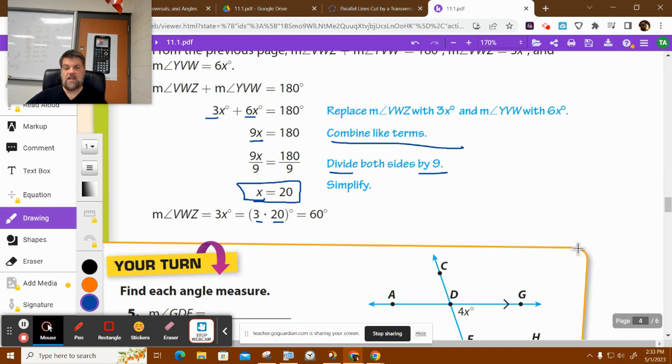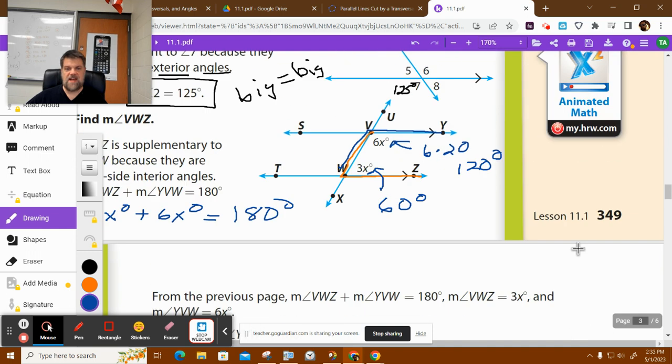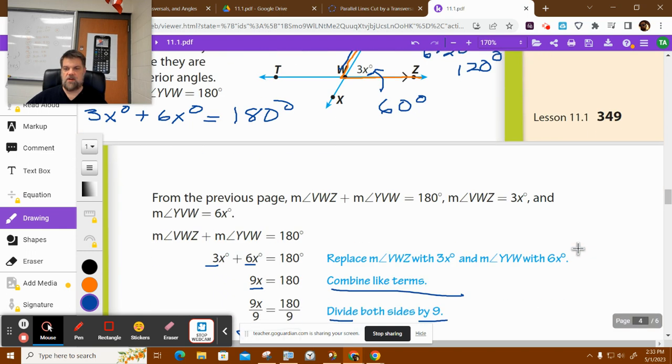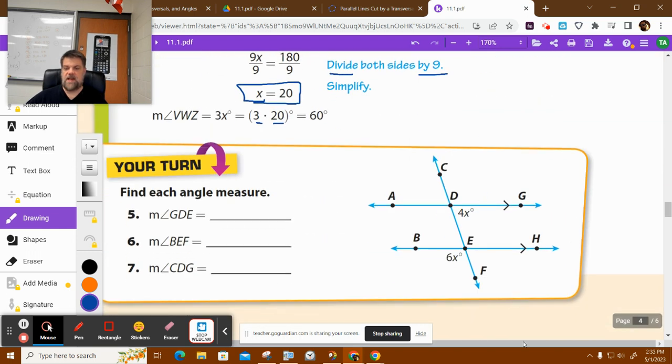Oh, that's okay. All right. I don't know why they didn't figure out. Oh, did they just ask what that angle was? Yeah. They just wanted to know what that angle was. All right. You ready? Let's do this next one.